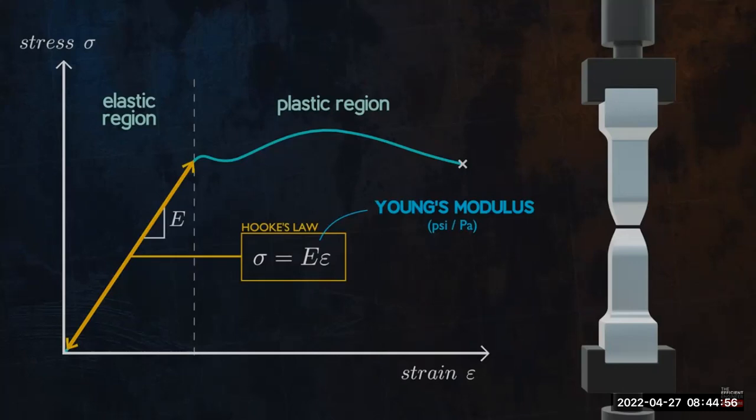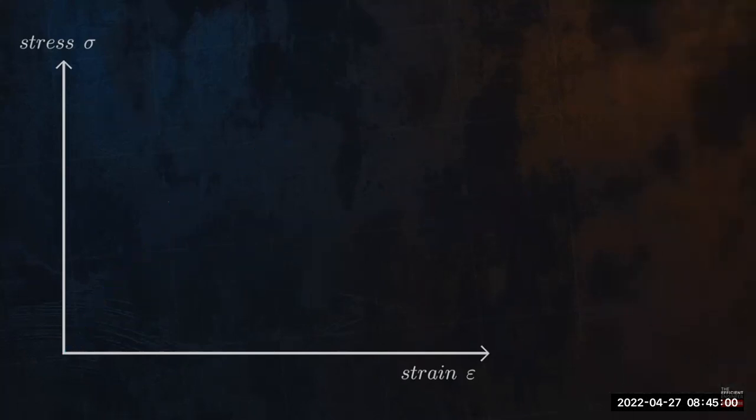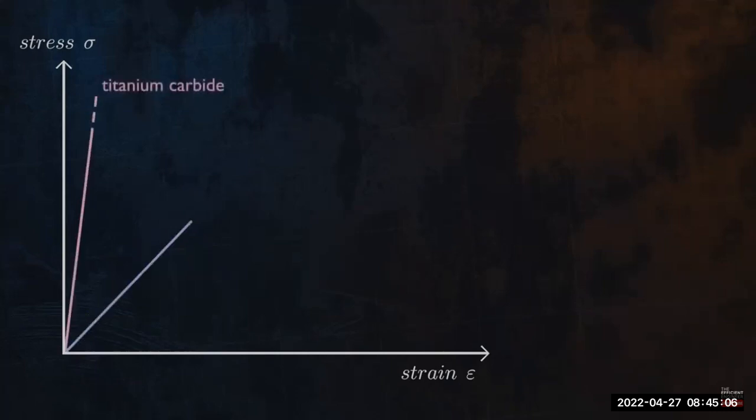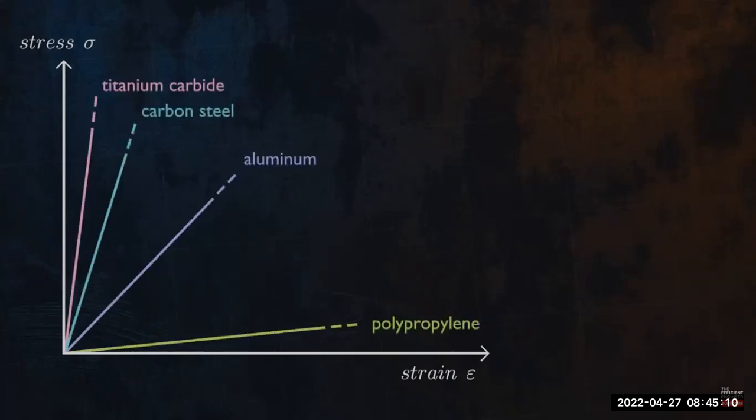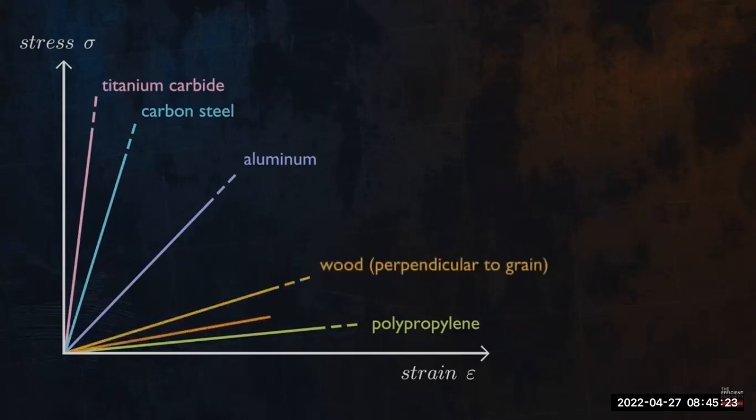The higher the Young's modulus, the stiffer a material, and so the smaller the elastic deformations will be for a given applied load. If we perform tensile tests for a few different materials, we will notice that the slope of the stress-strain curve is different for each of them. Different materials can have vastly different values for Young's modulus. For anisotropic materials like wood or composites such as carbon fiber, the value of Young's modulus will depend on the direction in which the load is applied.